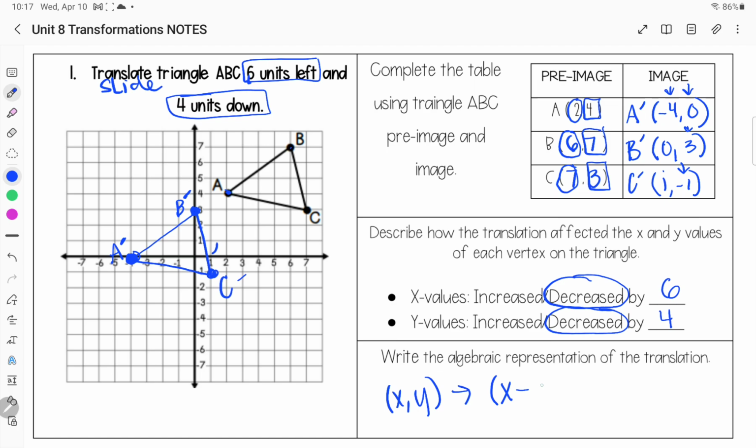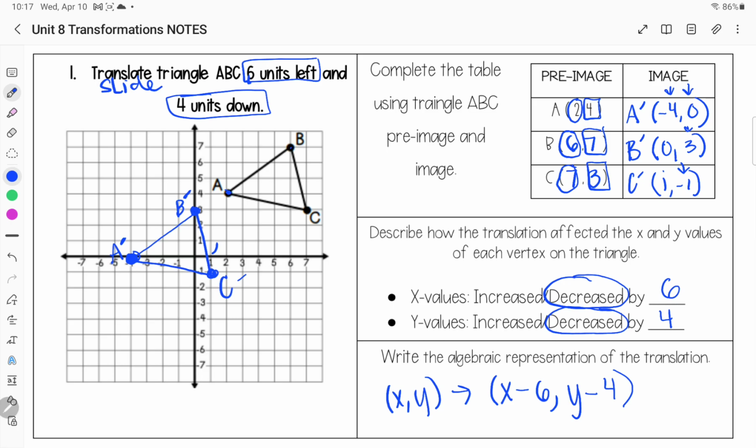Some of you will get your points first here and then graph it. Some of you are going to have to count every time. But if you look, this says take whatever our original x was. Well, x was 2. We take 2 and replace it. We do 2 minus 6. We're going to get negative 4, which is exactly what we had right here. Then it says take each y value, and it tells me to go down 4 units. So down means negative 4. This is the algebraic representation, saying take every x and subtract 6 from it. Take every y, subtract 4 from it. You'll get your new value.